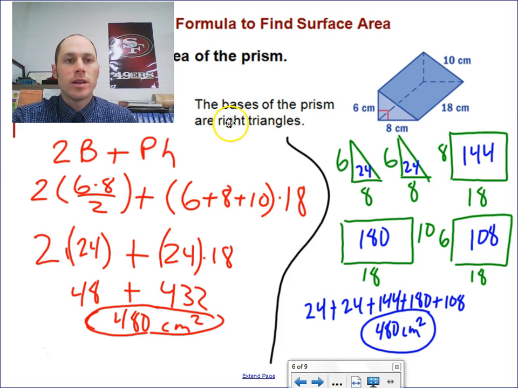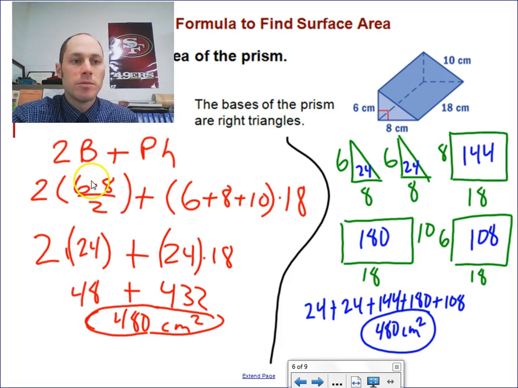Okay, so when we take a look at this triangular prism, I'll show you the net first. I just broke it into the different faces and showed you the area of each of the faces. I find that's easier for myself. So I have the front 6 times 8 and the back 6 times 8, divided by 2, is each 24. And for this face, it's 10 by 18, which is 180. The bottom face, 8 by 18, which is 144. And this side face, which is 6 by 18, which is 108. Add them all up, I get 480.